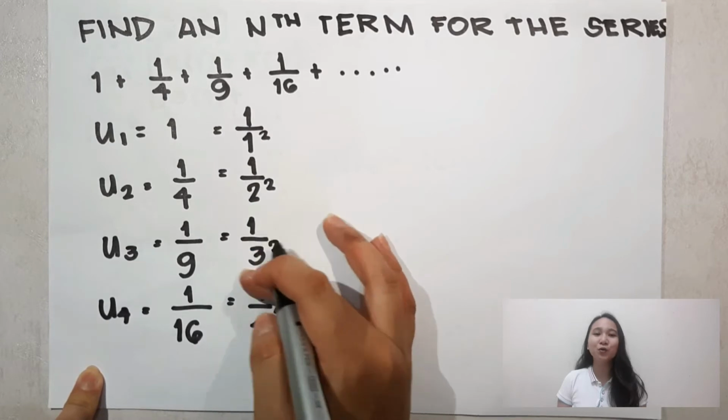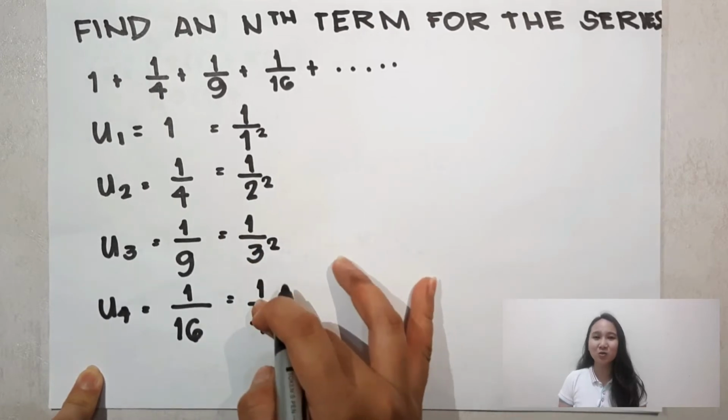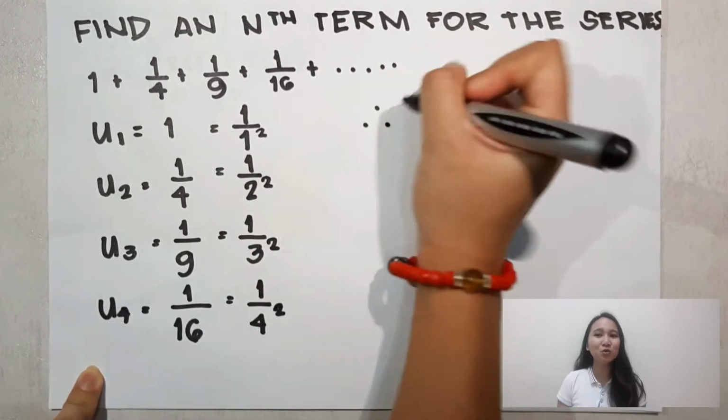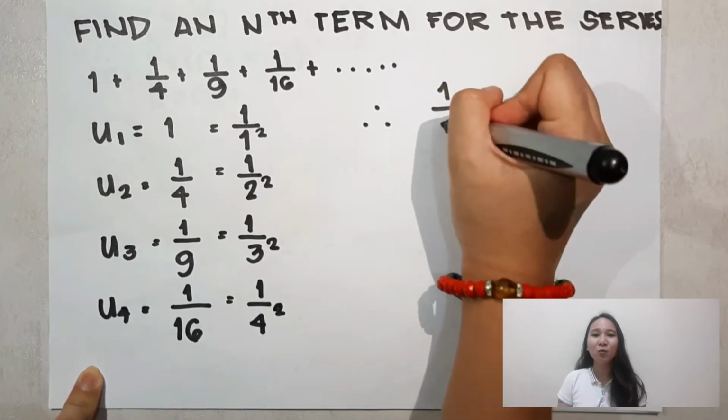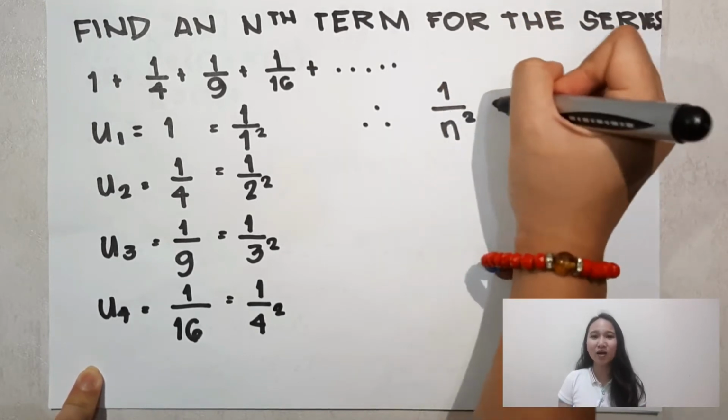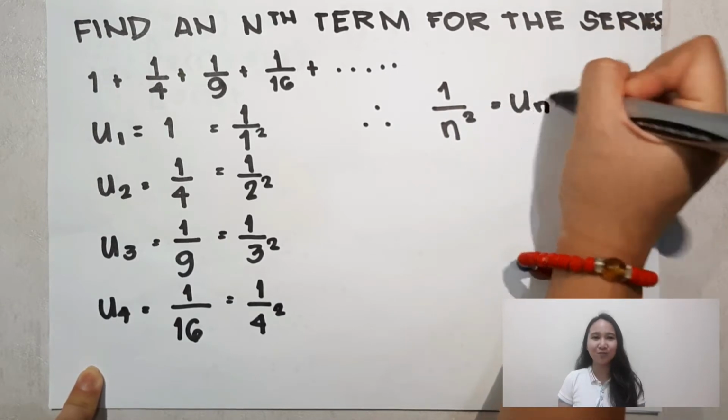Our 1/1 squared will be equals to 1. 1/2 squared will be equals to 1/4. Therefore, 1/n squared will be our nth term.